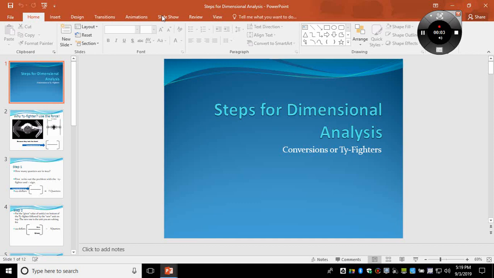Hello, my students. This is Mr. Tolbert, and this is the steps to dimensional analysis. I tend to call it the TIE fighters. I'm going to show you how to use these TIE fighters in order to convert similar units. And eventually we'll be using these conversion factors in order to convert in and out of the metric system, which is one of the reasons why you simply use this to begin with.